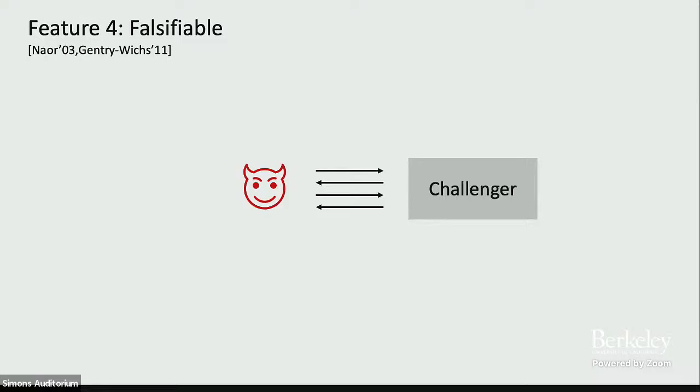Another one is we want it to be falsifiable. There are subtly different notions of falsifiability in the literature, but I'm going to take the imprecise version, which is just that it's defined by an interactive game between an adversary and challenger. So are signatures, so are most of the things we care about, but things like NISIKs or whatnot would not fall into this category. Not trivially.